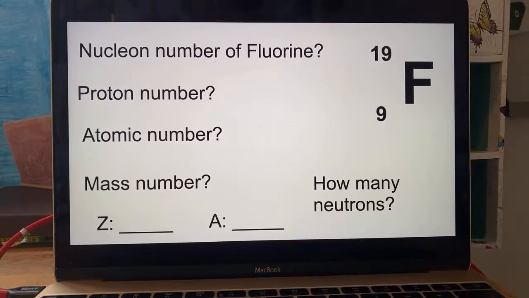So go on. It would be lovely if they asked you this at GCSE, wouldn't it? What's the nucleon number of fluorine? What's its proton number? What's its atomic number? What's its mass number? What's Z? What's A? And how many neutrons has fluorine got as well? You should be able to work that out.